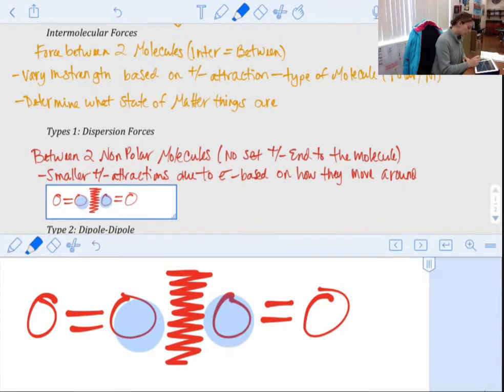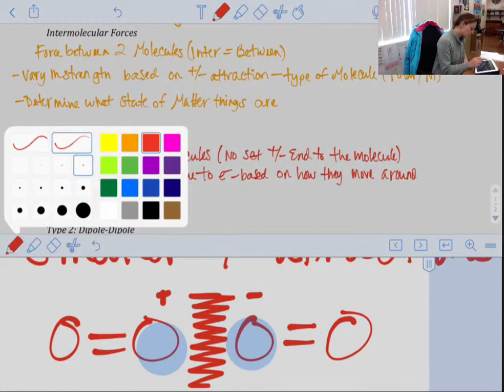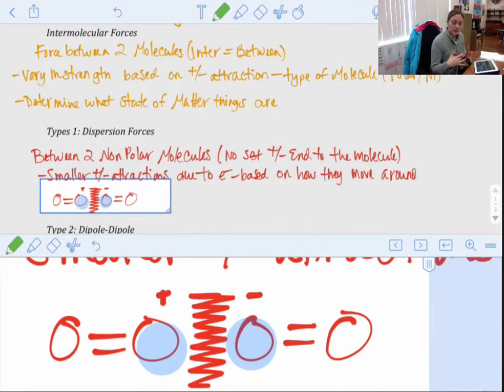Well, the only way they're going to stick together is if one end is a little positive and one end is a little negative. Well, how does that happen? It happens because you have electrons that are outside the atoms, and electrons have their own little charge. And as they move, say with this one on the left, my electrons end up moving and I end up with more electrons on the left than I do on the right. So this side is going to be a little negative, that side's going to be a little positive.